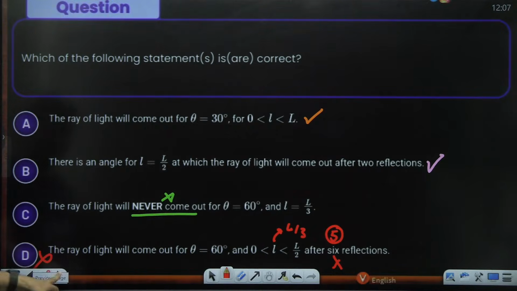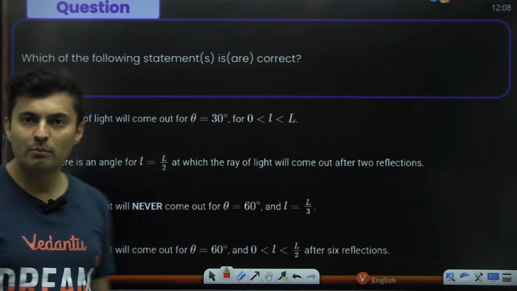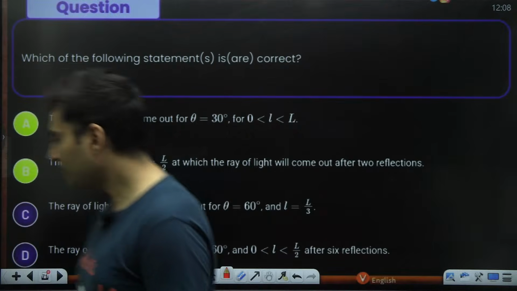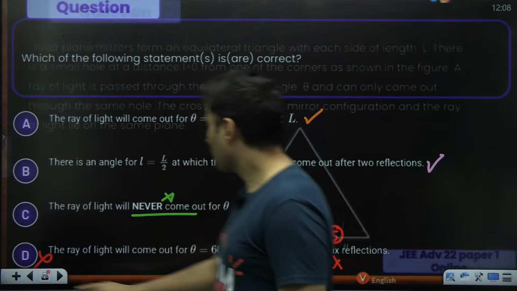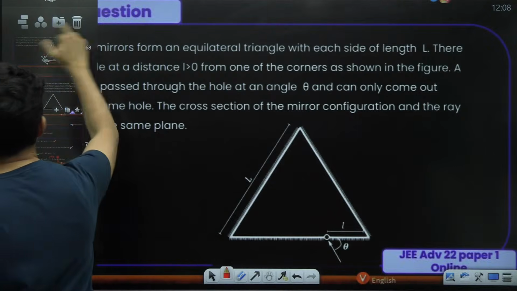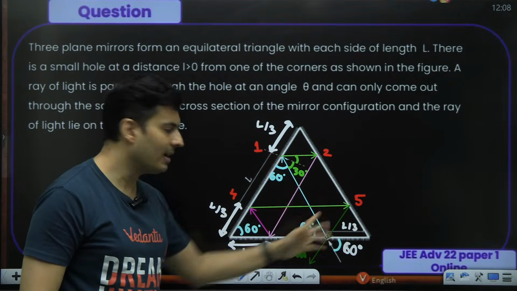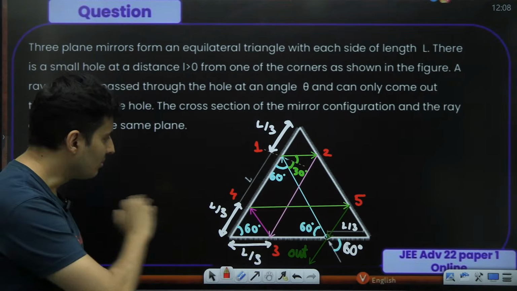So A and B seem to be the right answer. Yes, A and B are the correct answer. Beautiful question, isn't it? So although it comes out over here, it is not coming out after 6 reflections, it is coming out after 5 reflections. That's what we saw. Beautiful.